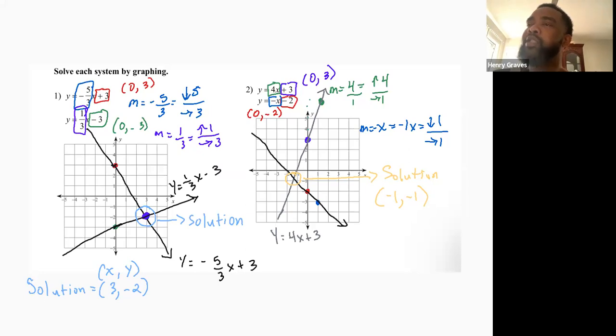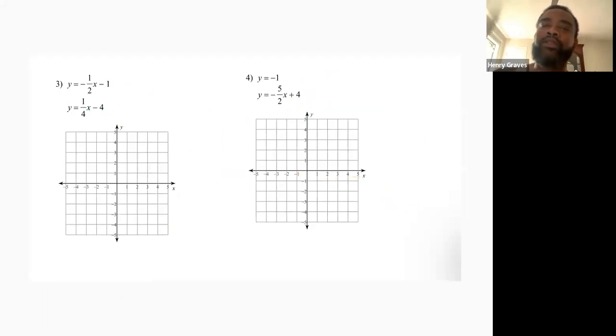Okay, now I'm going to go to the second page. I'm going to skip over number... No, let's do it. It's fine. It's not a big deal. Let's do it.